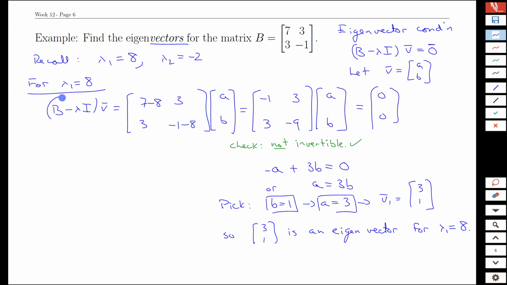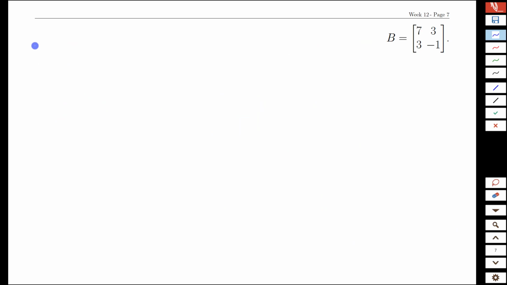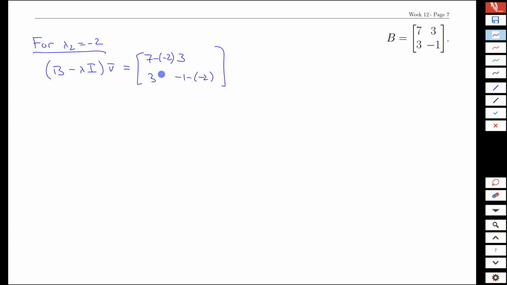All right, we did that once. We're going to repeat that on the next page, taking a little less time on it. For lambda 2, which was -2, we again build our B minus lambda I times v construction. We take the B matrix here, 7, 3, 3, -1, and we subtract -2. I do try to do this in gory detail, even if I'm doing it myself by hand, because it's really easy to make silly sign mistakes.